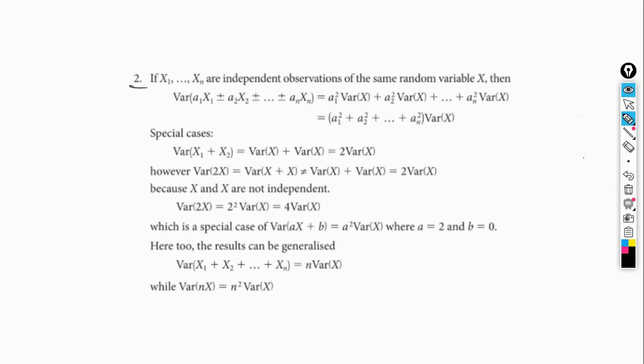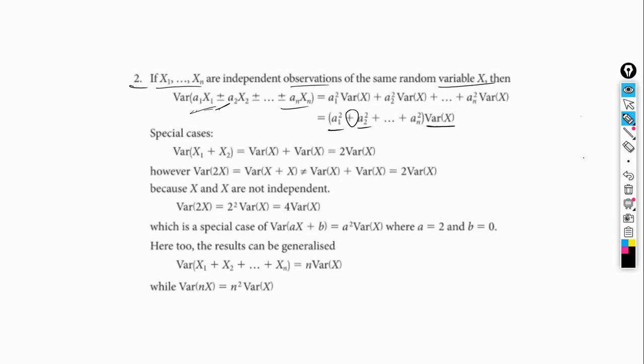And then there's a second case. If these observations are independent of the same random variable, then for the variance, each one of these constants that multiplies the independent variables would be equal to these same constants squared and added, regardless of whether you added them or subtracted them before. Notice that you would add their squares and finally multiply that by the variance.